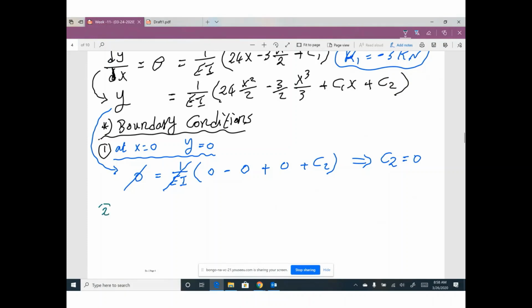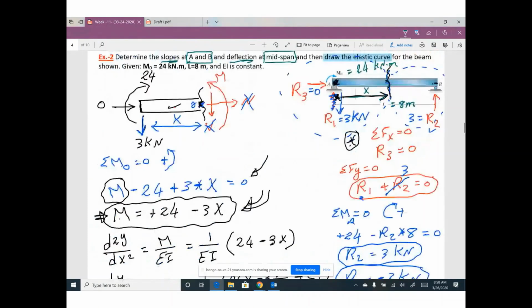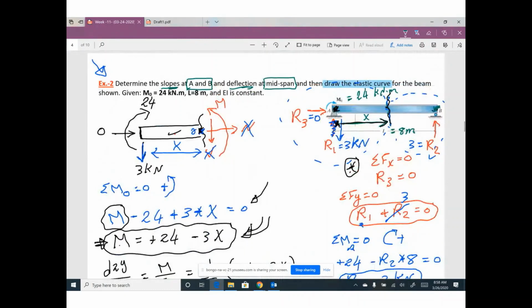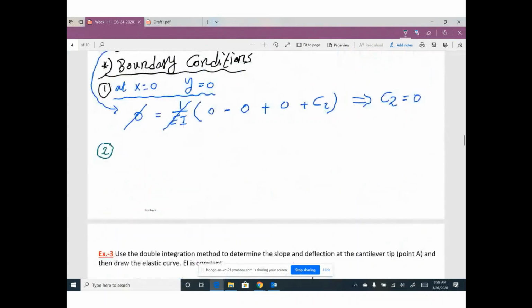Second boundary condition. Anybody can tell me, this roller support B, where is the roller support at x equal? Remember, your x is starting from left. So I need to start from left to reach point B, the roller support. So I think x will be equal 8 meters. So I can say the second boundary condition at x equal 8, your deflection equals 0.